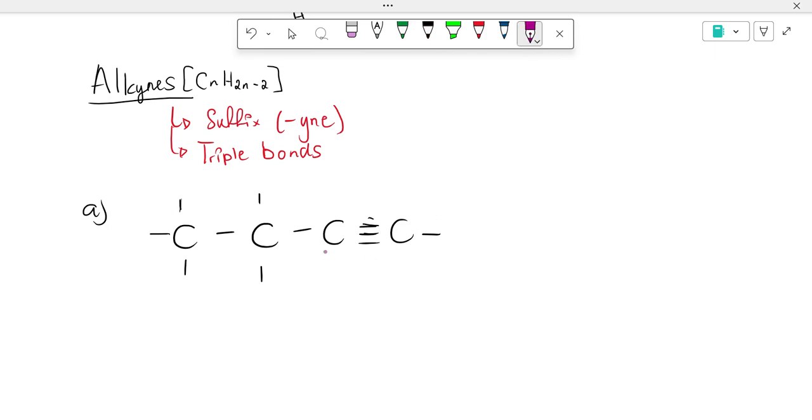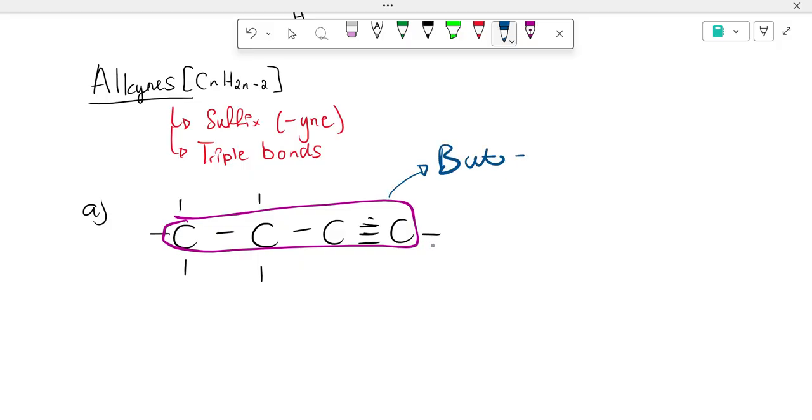Okay, so what's the IUPAC name of this compound? Let's identify the longest chain. The longest chain is this one, obviously. How many carbons are in the longest chain? We have 4, so that tells me I'm looking at the prefix but. And since I have a triple bond, I'm looking at the homologous series alkyne. What suffix do I associate it with? Y and E, right?